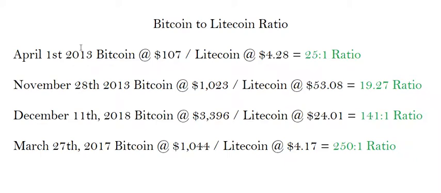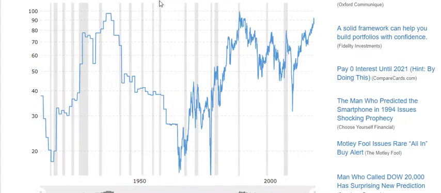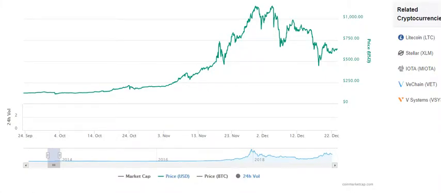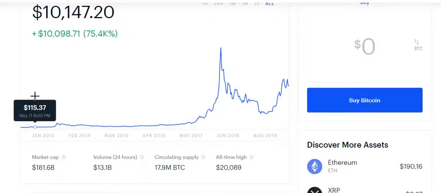All right, so here the first one we're going to look at is April 1st, 2013. Bitcoin was at 107 and Litecoin was at 428, representing a 25 to 1 ratio. This is when Litecoin was getting expensive compared to Bitcoin. And I have to use some Coinbase charts, which aren't the best, but it's getting harder to find data going farther back. So April 1st, Bitcoin was $107.31.